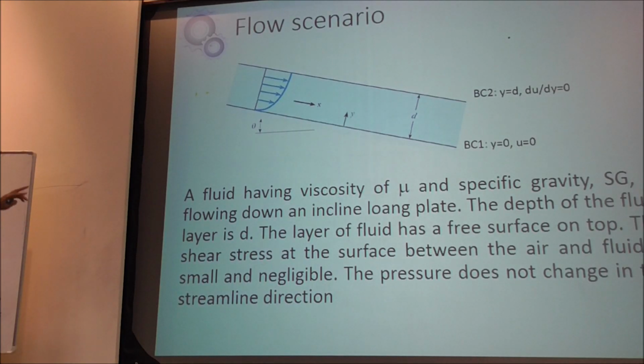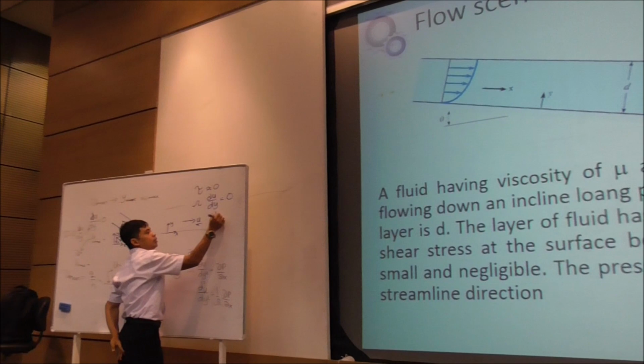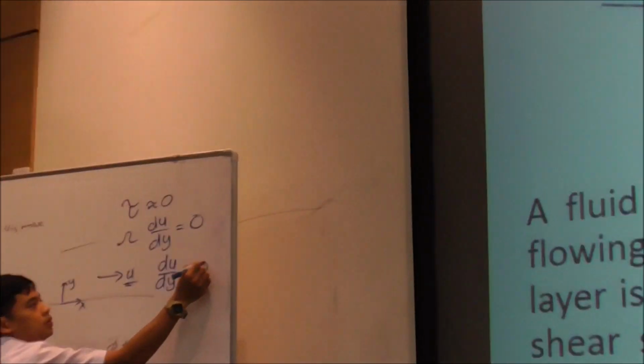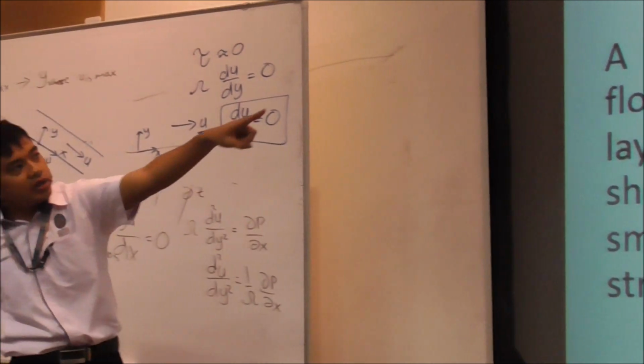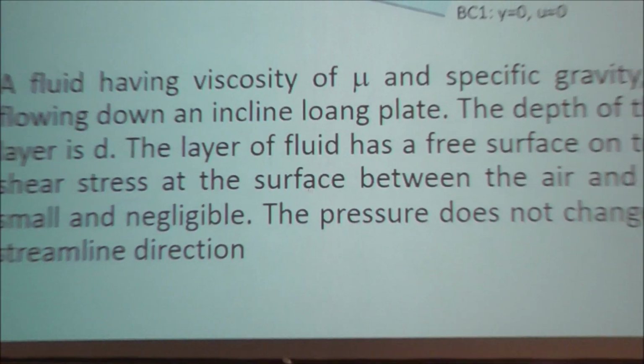So this time, you can be sure that tau is very close to 0. In the surface between fluid and air, between liquid and air, the shear stress is very small. It is close to 0. So what happens is, if tau is equal to 0, you know tau is mu du dy. So du over dy is equal to 0. That is where you got that. At y equal to d, du over dy is equal to 0.